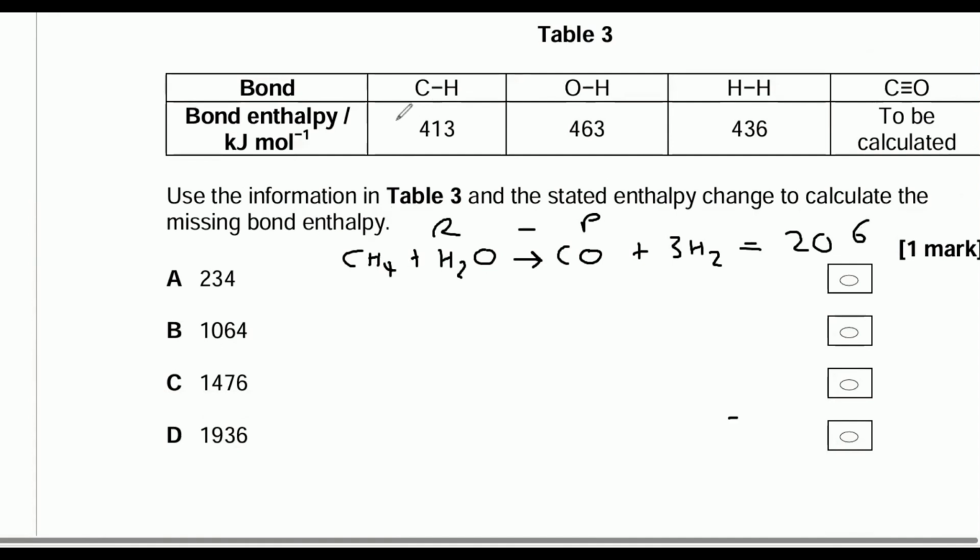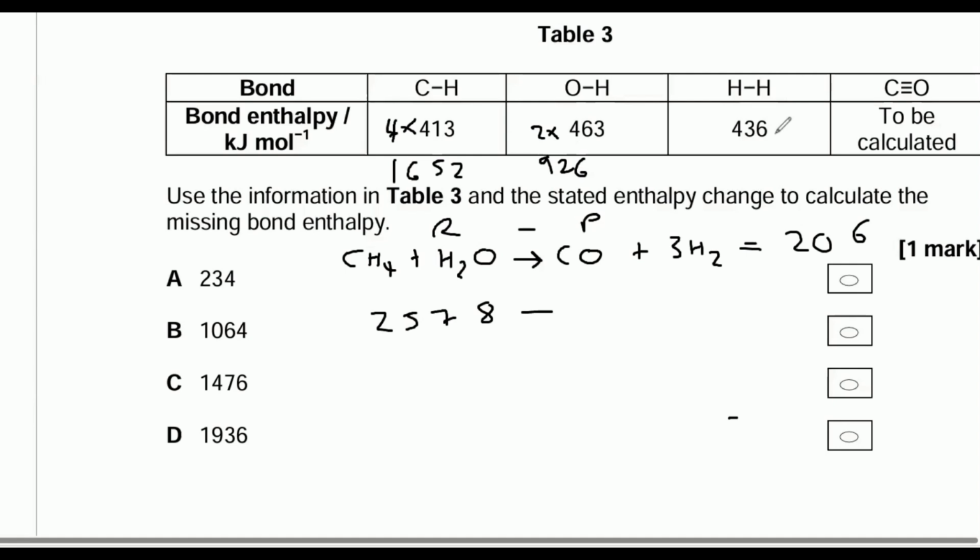We've got 4 of these, so I want to go 4 times 413, and that gives me 1652. I've then got H2O, so that's 2 OH bonds. So 2 times 463, what is that? That is 926. Let's add them together because they are reactants. And if we add them together, we get 2578. I'm then going to put the minus sign because I always do reactants minus products equals the enthalpy change.